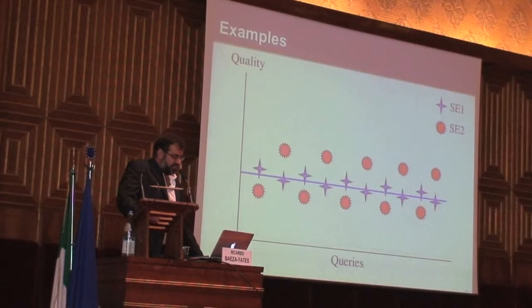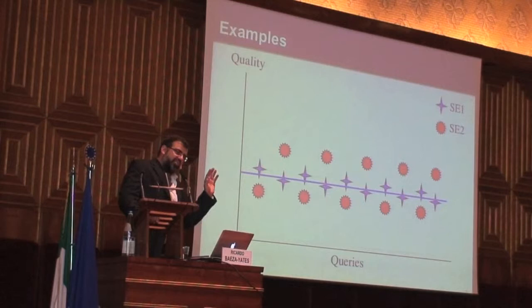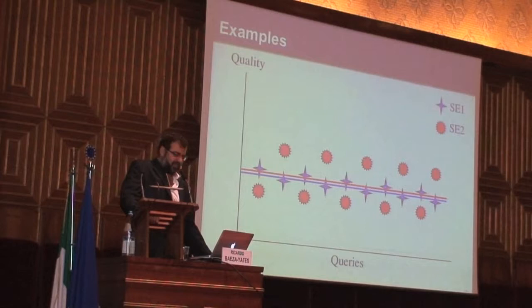So blue again, blue now is the most uniform one. Almost the same quality all the time. Here you get the average, clear average. But the red improves some queries, goes down in other queries, but the average is better, right? I hope this captures the intuition.